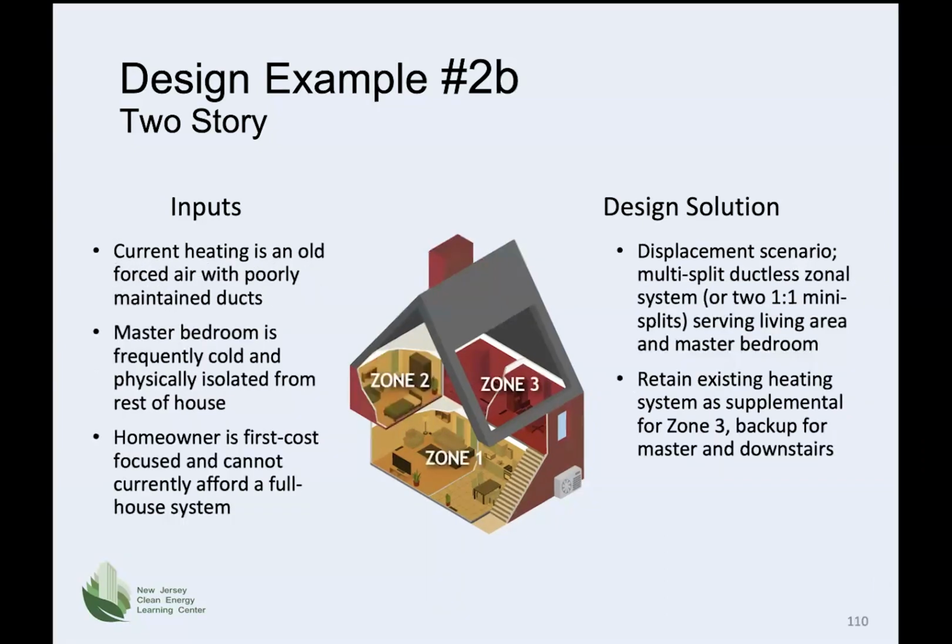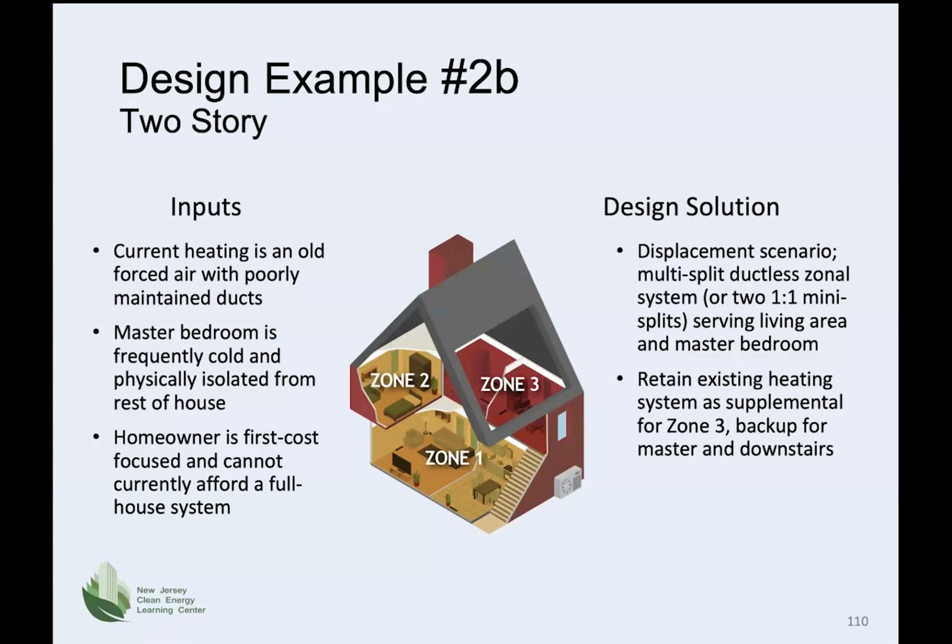This example shows the same house as the previous slide, but with an existing forced air ducted system. The current heating is an old forced air system with poorly maintained ducts. The master bedroom is frequently cold and physically isolated from the rest of the house, and the homeowner is first cost focused and cannot currently afford a full house system.